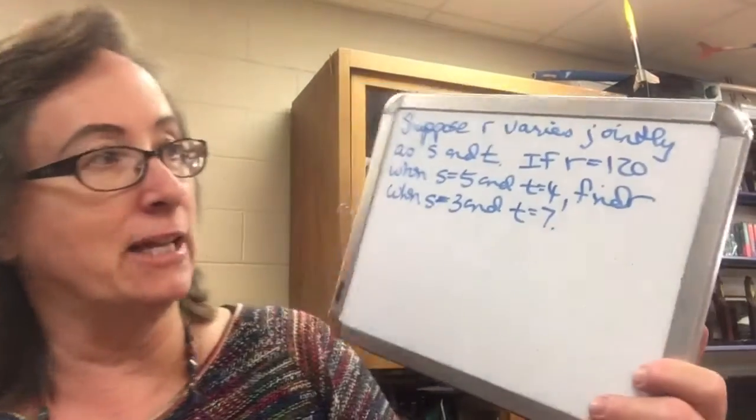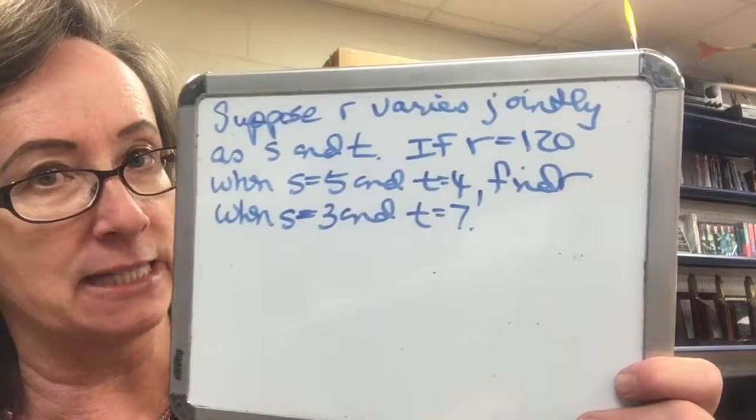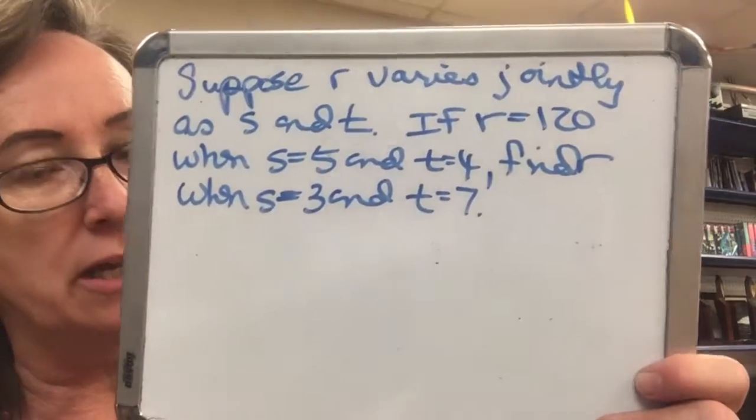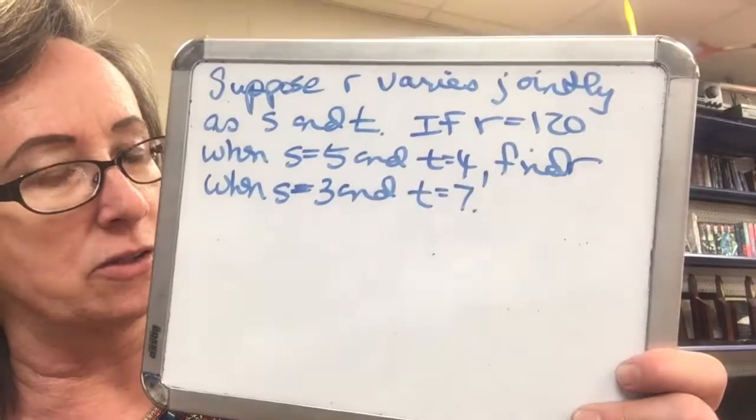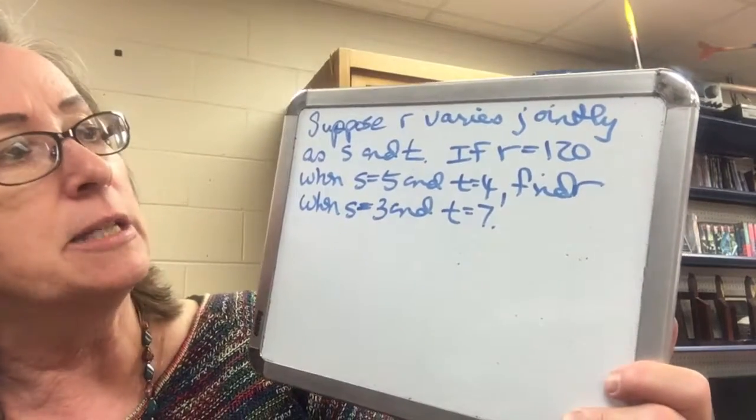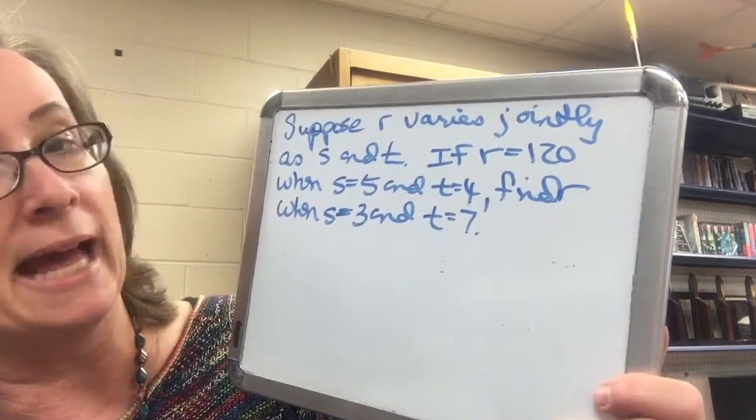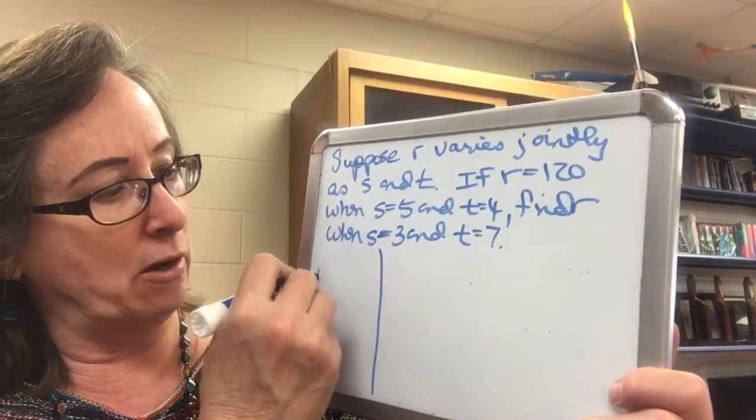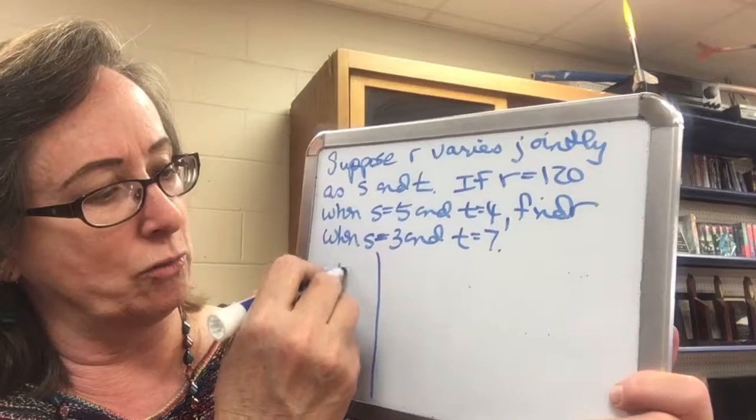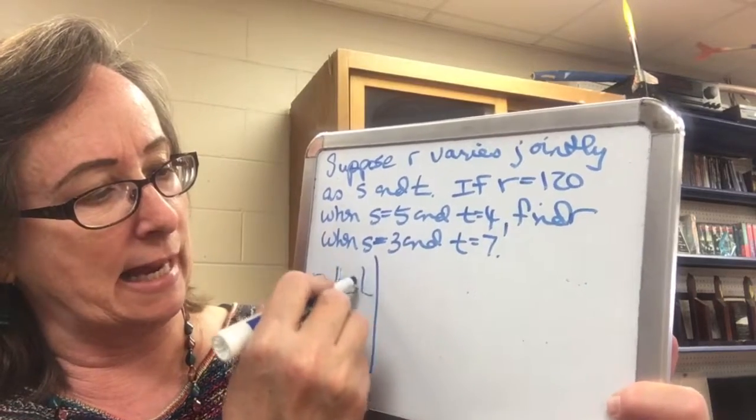And the last problem on variation. This one is a joint variation. The last one was a combined variation. Joint variations are assumed to be all upstairs, all direct variation. Suppose r varies jointly as s and t. So our equation is going to be r varies jointly as s and t.